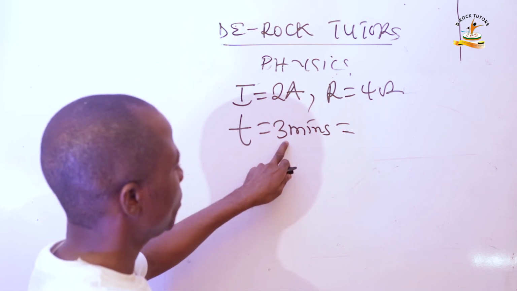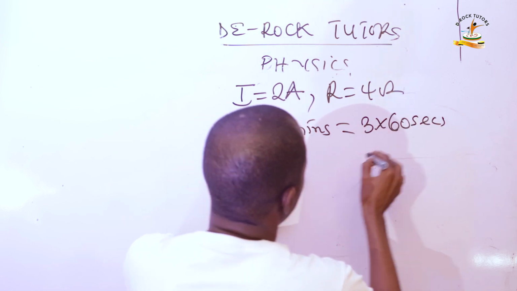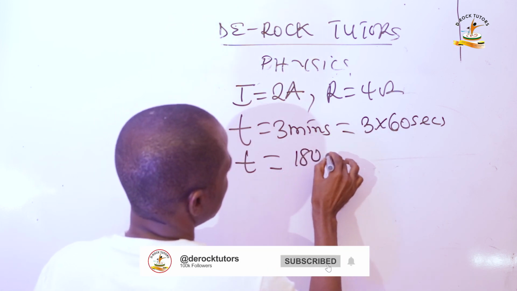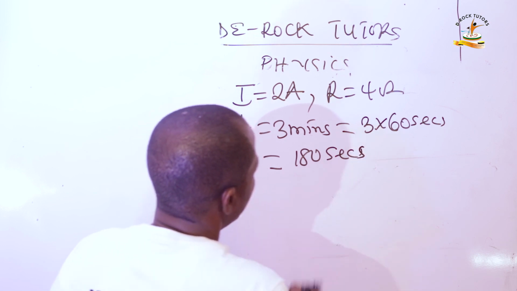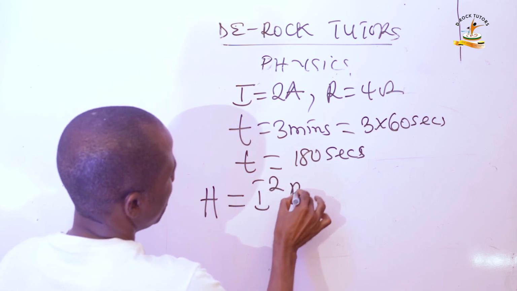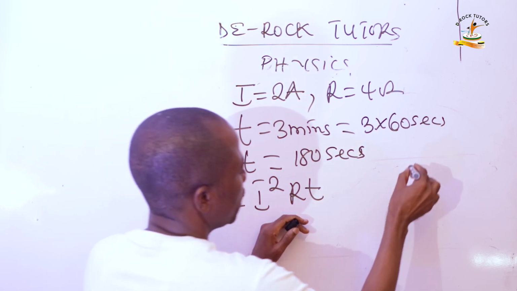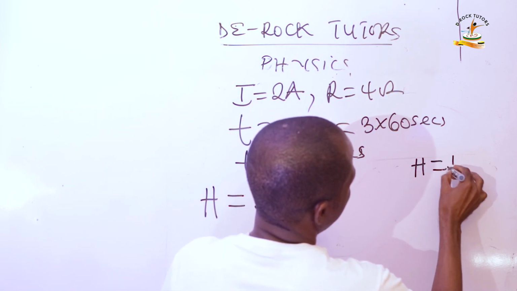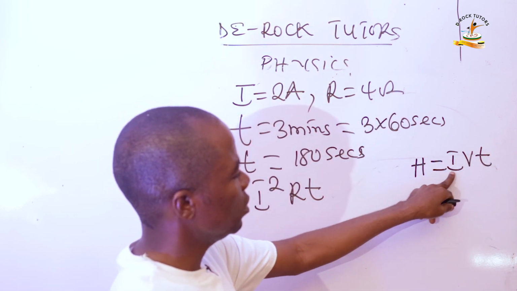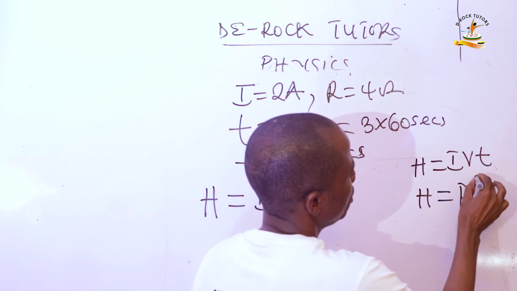How do we do that? By multiplying this 3 by 60. That's 3 times 60 seconds. And our time will now be 3 times 60 seconds. It gives us 180 seconds. Now, the heat given off will be I squared RT. This is one of the formulas that we can use. Don't forget, you can also say H is equal to IVT. We are only going to make use of this formula when we are given the current, the voltage, and the time. Or we can also say that H is equal to PT.